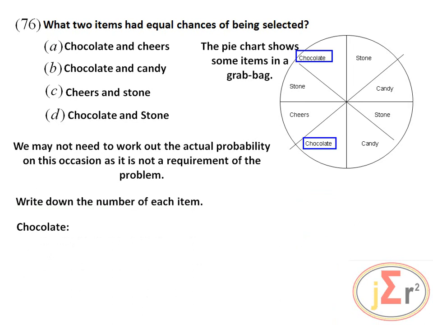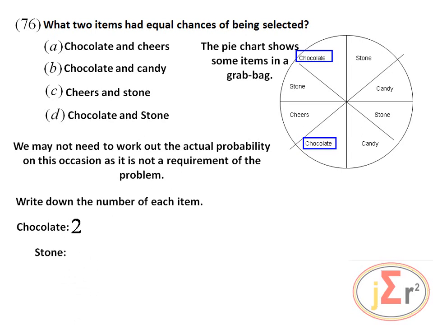Chocolate. How many chocolate do we have? 2, as we can see, because we have them highlighted there. So we need to move on. Write down the 2 for the number of chocolate, and we move on to stone.